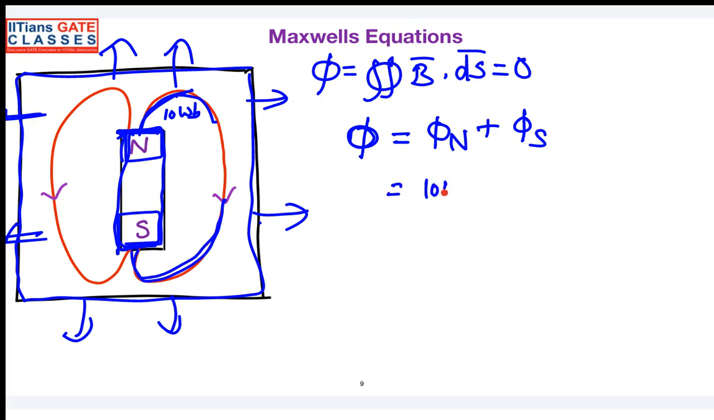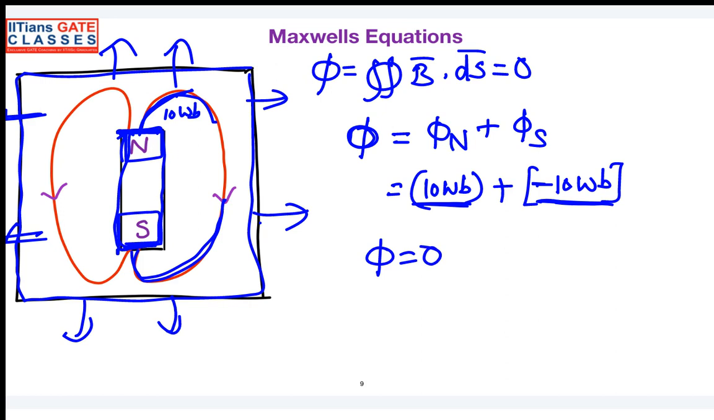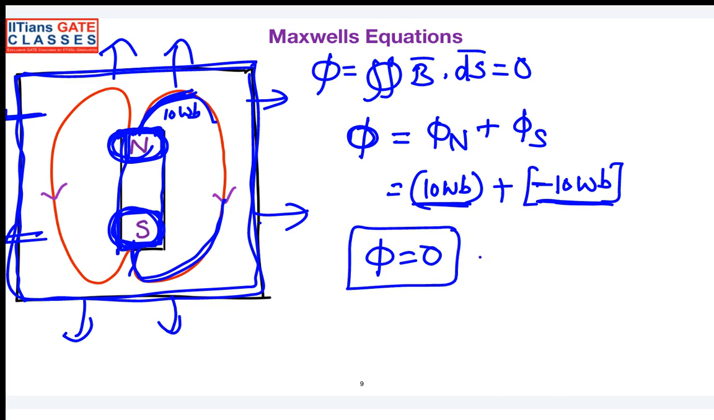So what is the meaning of that? If 10 Webers is leaving the North Pole, the same 10 Webers is entering the South Pole. So why I have written minus, you would have understood: because from the North Pole the flux is leaving and for the South Pole it is entering. So what is the total flux right now? It is 0. Once the surface is closed, you are able to capture the flux generated from the North Pole as well as the South Pole. Since the same flux generated from the North Pole is entering the South Pole, the net magnetic flux will be 0. The net magnetic flux means double integral B dot dS. When the surface is closed, that value is equal to 0.